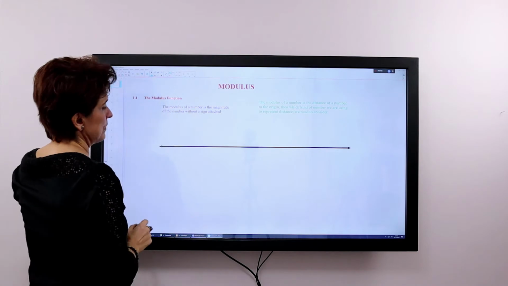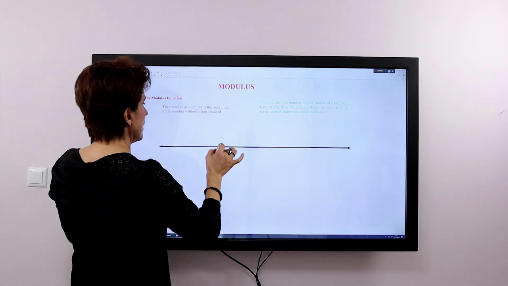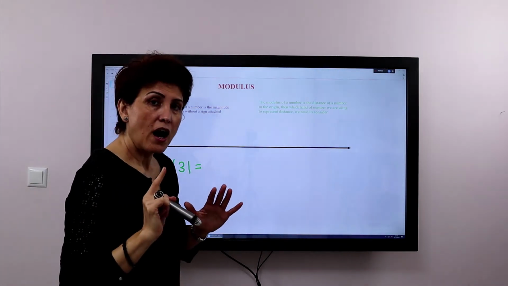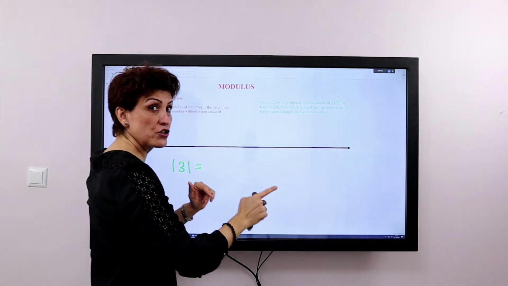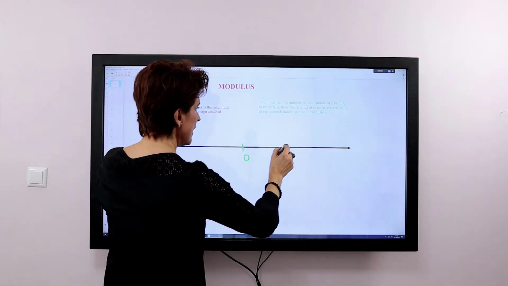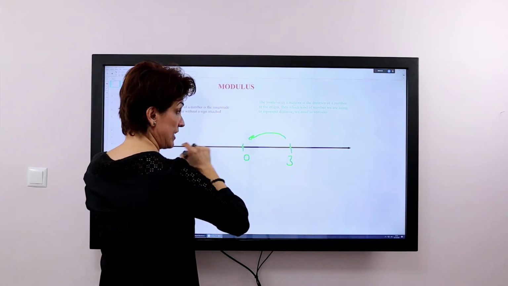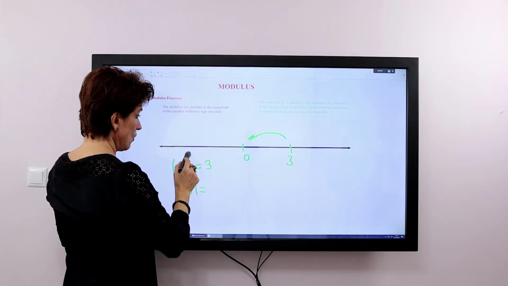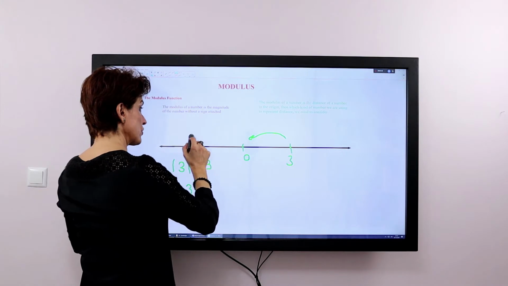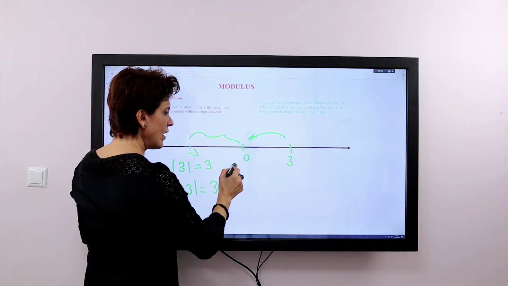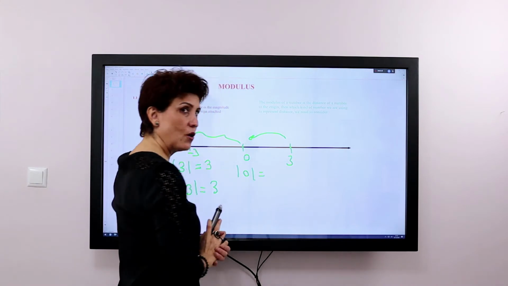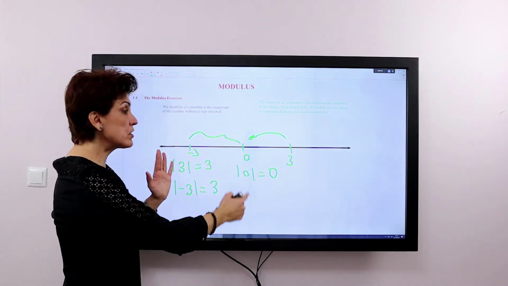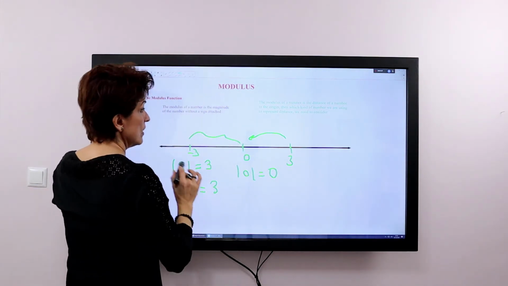Have a look. For example, if I say modulus of 3, what does it mean? What is the distance from 3 to the origin? They are asking this. If it's 0, here is 3. What is the distance from the origin to 3? Which is 3, right? What about the modulus of negative 3? What is the distance from negative 3 to the origin? Again 3, right? What is the modulus of 0? What is the distance from 0 to 0? 0, right? According to this information, I'm going to define the modulus function.